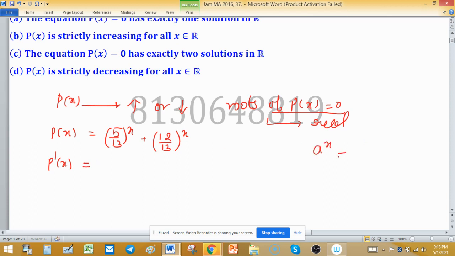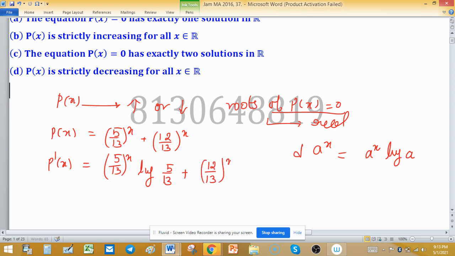the derivative of a^x is a^x log a. So apply this formula. So (5/13)^x log(5/13) + (12/13)^x log(12/13). And the derivative of −1 is 0.